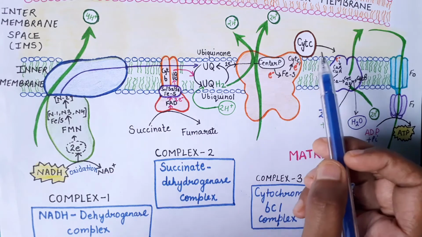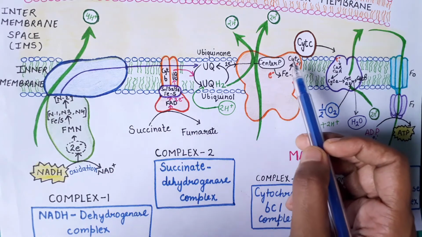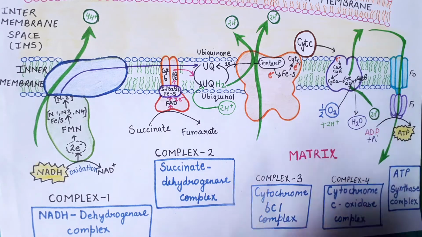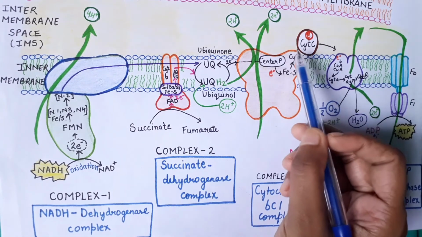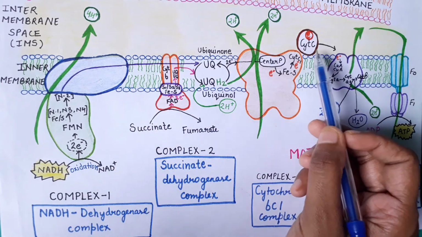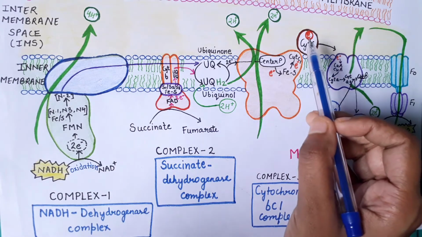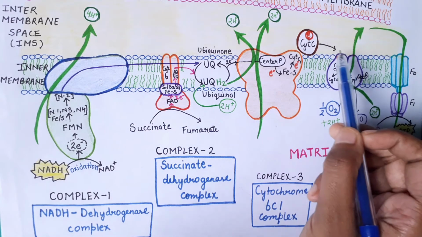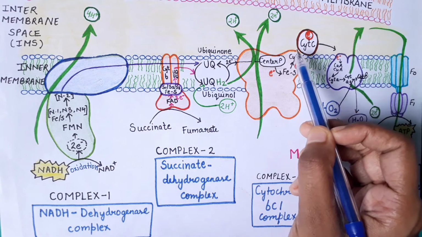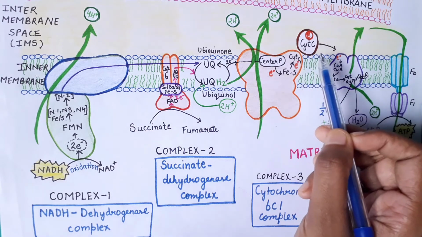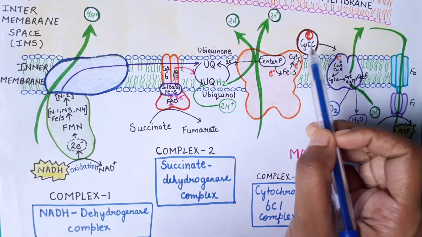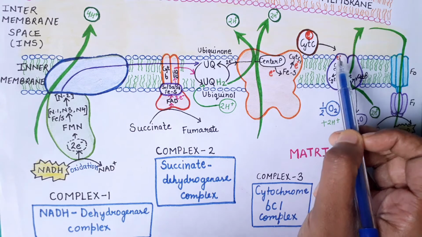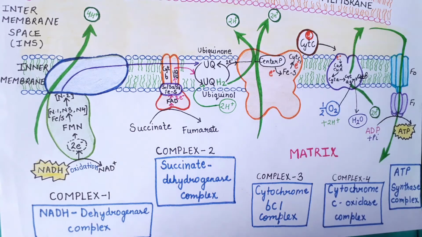Now what happens? The electrons from the cytochrome C1 are transferred to the cytochrome C. Now this cytochrome C has accepted an electron. It will move out and then it will transfer that single electron to the complex 4, and then again it will come back to its position and take another electron. So in this way cytochrome C transfers only a single electron at a time to the complex 4.